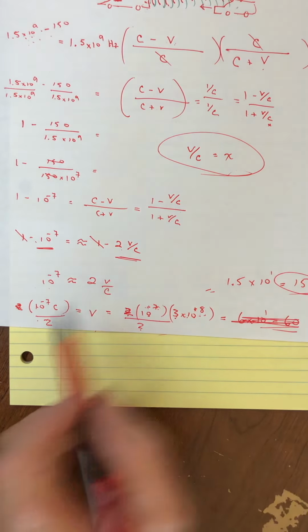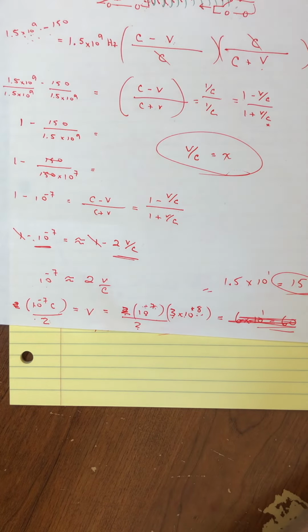All right. And that makes sense. About half of 30, 15. Okay, good. Hopefully that's helpful.